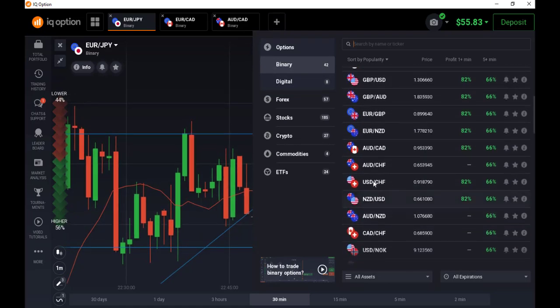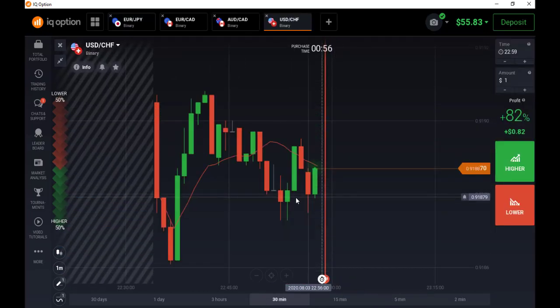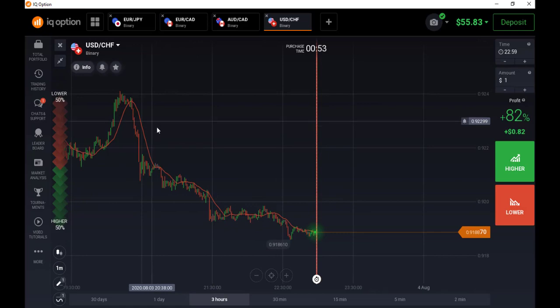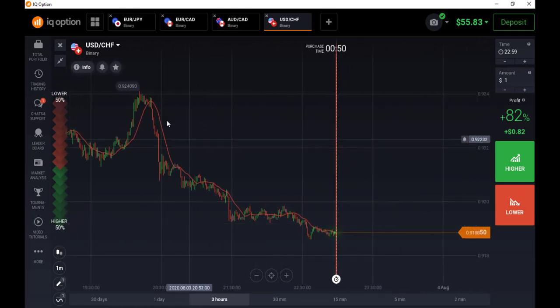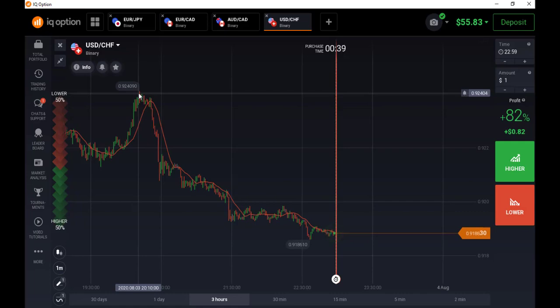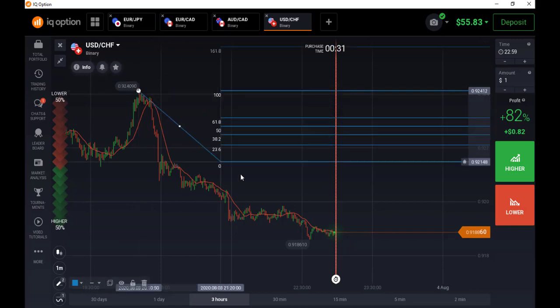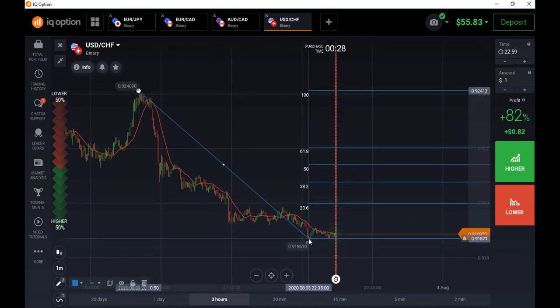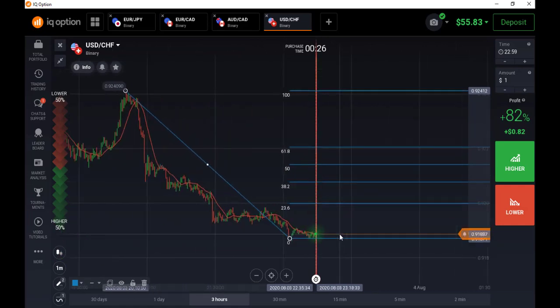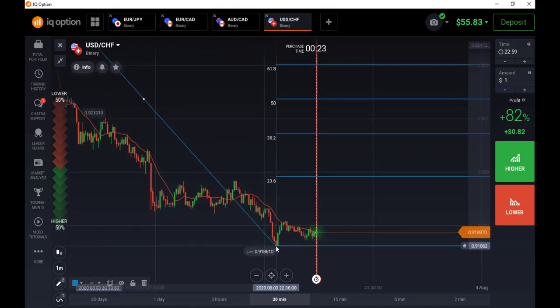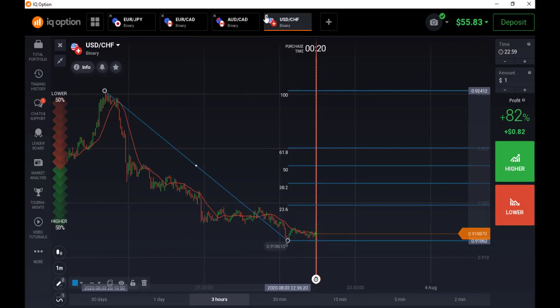Look at USD CHF. Let's see. There's a good downtrend here. It's been going downtrend for a few hours, around 3 hours. And this is not actually a good movement. I mean, this is not a good pair to do any trading.